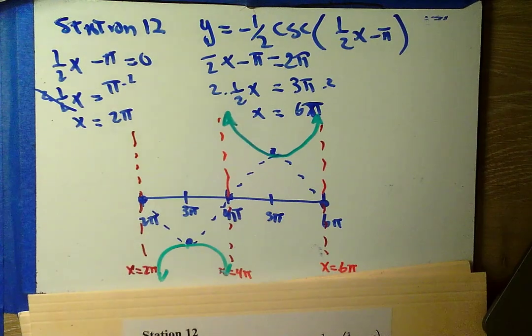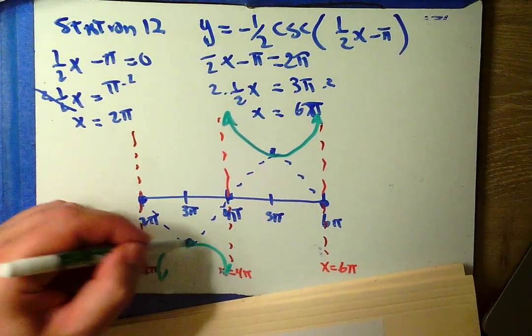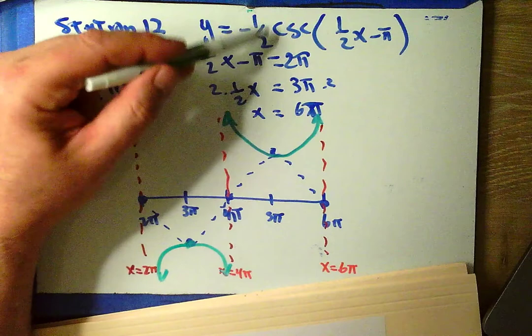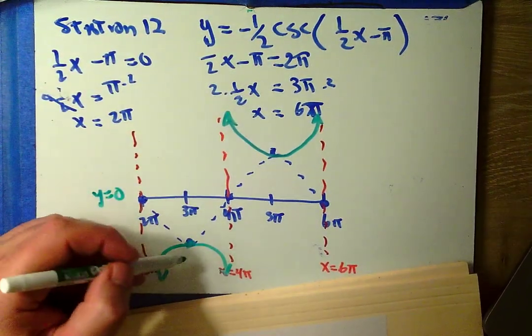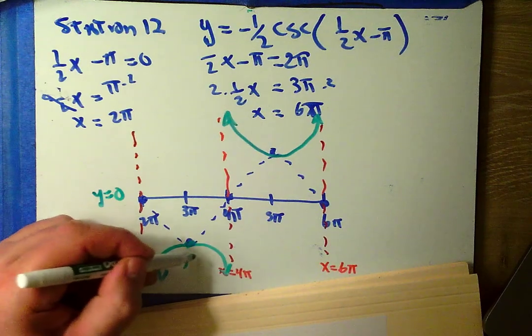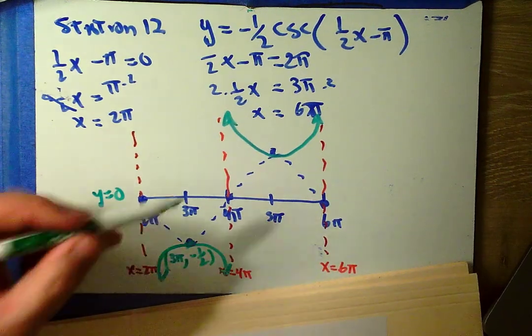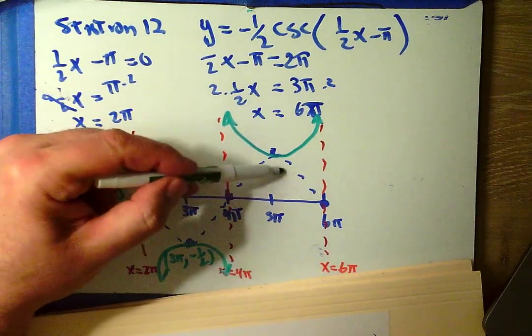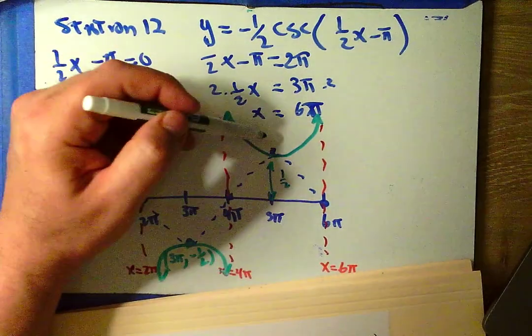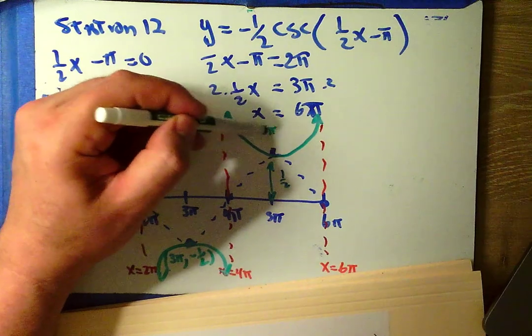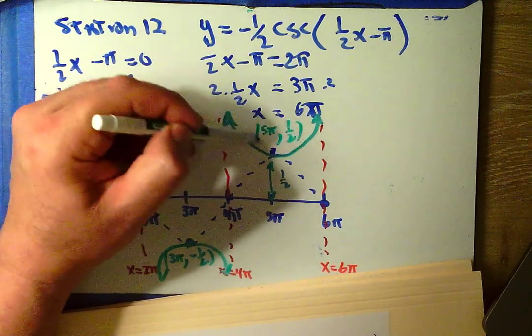Okay, and we need to label these points. This point here, there's negative 1/2, so I'm at y equals 0, and I'm going down 1/2. So this must be 3 pi, negative 1/2. And here we're going up 1/2. And so this will be 5 pi, positive 1/2.